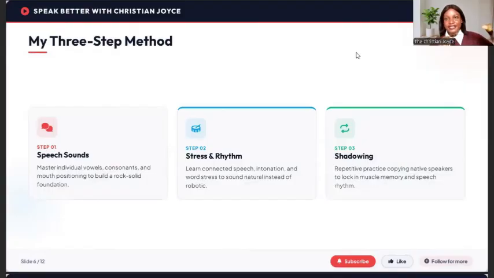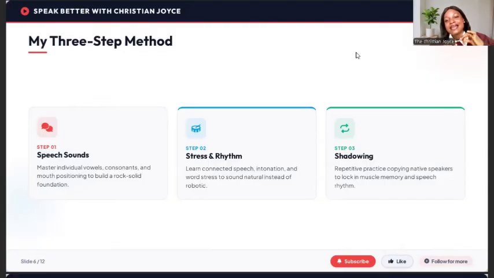Now to my 3-step method. Step 1, speech sounds. Mastering individual vowels, consonants, and mouth positioning helps you to build a rock solid foundation when it comes to neutralizing your accent. Second, stress and rhythm. When you learn the connected speech, intonation, and word stress, you sound more natural instead of robotic. I'll show you what robotic is very soon.